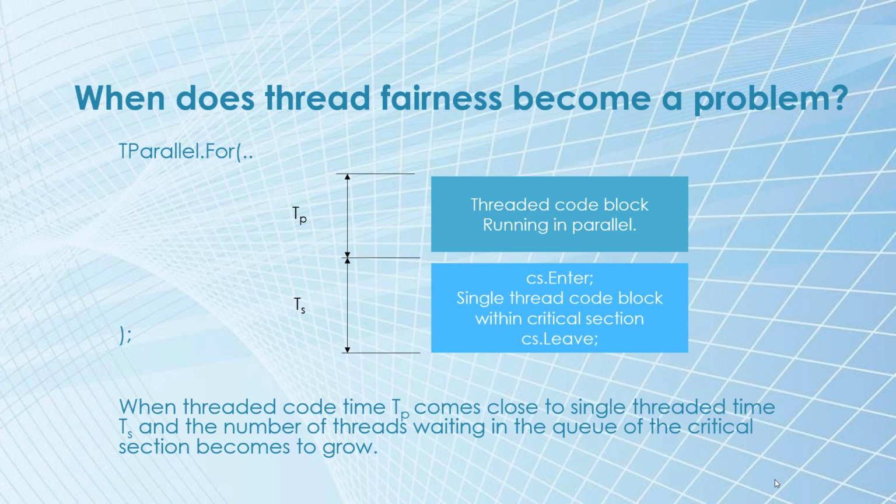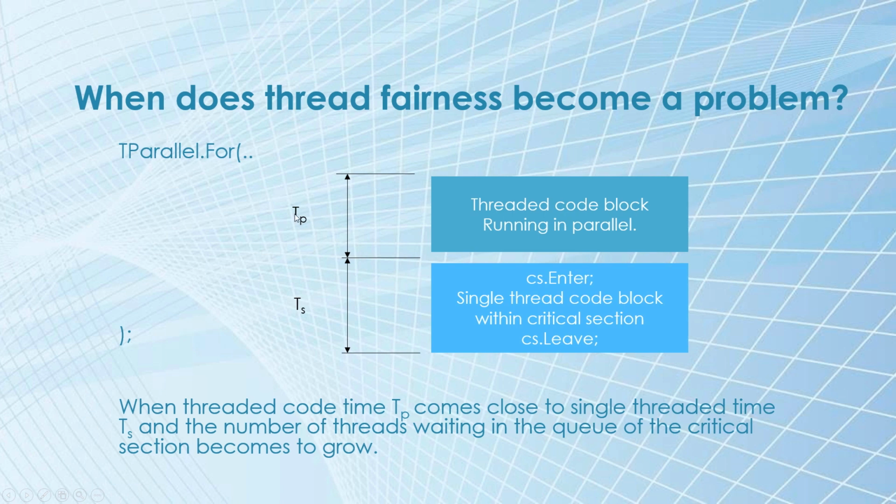When does thread fairness become a problem? So if we have a TParallel.For loop, and inside of this loop we have one section of the code which is threaded code, and all the threads are running here in parallel, and then we have another section of the code which is single threaded and is inside of a critical section, so that all the threads need to pass one by one through this code block.